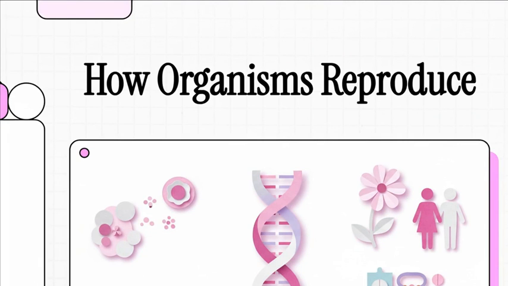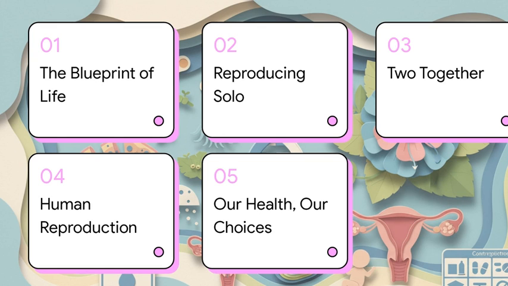Hey everyone, and welcome. If you're a Class 10 student, you already know that Chapter 7, How Do Organisms Reproduce, is a really big deal for your board exams. So, in this explainer, we're going to break down every single key concept from your NCERT textbook and make it super simple and easy to lock in. Ready? Let's dive in. We're going to follow the chapter's flow exactly.